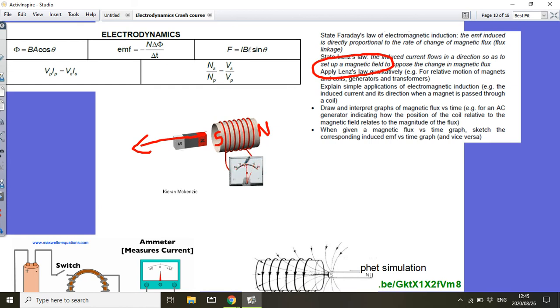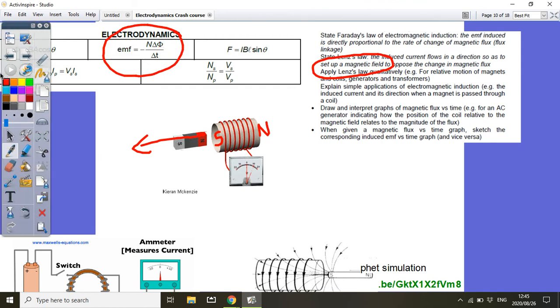And the same with the current, because in the same coil, remember the voltage and the current will be directly proportional to each other, only in the same coil. So that's the Lenz's law as well as Faraday's law.